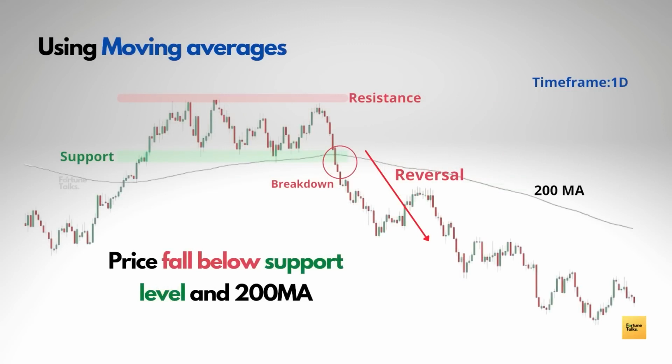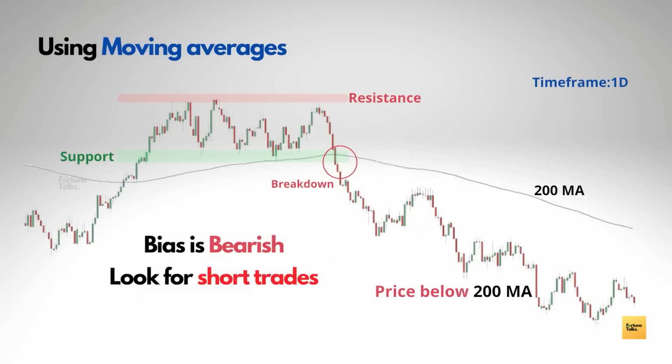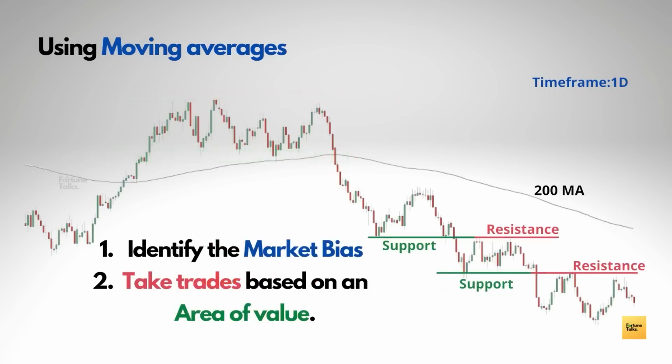The price broke down the support level and even moved below the 200 moving average with great momentum. There wasn't any price rejection of any sort from both these areas of value. Now you can have a short bias since the price is trading below the 200 moving average, and now you can look for opportunities to go short on the market. Now this is how you can actually use the 200 moving average to give you a bias to know whether you should go long or stay short.